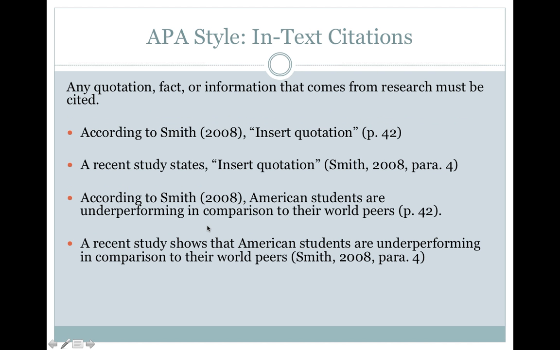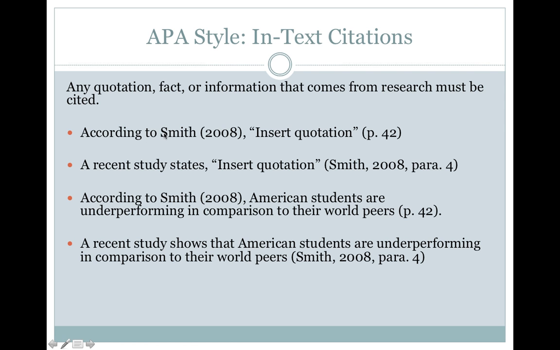There's another issue, which is in-text citations. Okay, so this refers to any moments within your paper. Any quotation, fact, or information that comes from research must be cited right there and then. And there are basically two ways to handle this. If you quote something directly, and here I don't have an actual quote, it just says insert quotation. You just have to imagine that there's a quote there. There are two ways to handle this, and this is where students sometimes get confused because the either-or option seems awkward. So my first suggestion is to pick one that you like better.